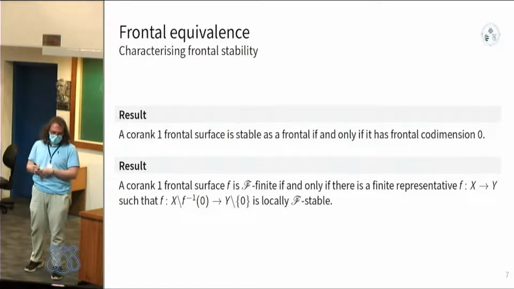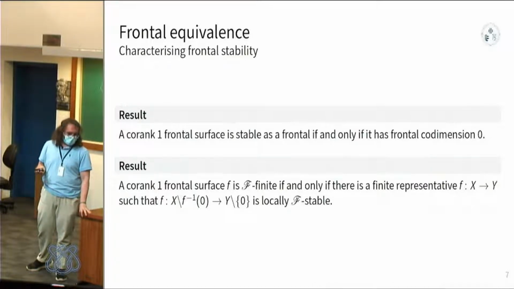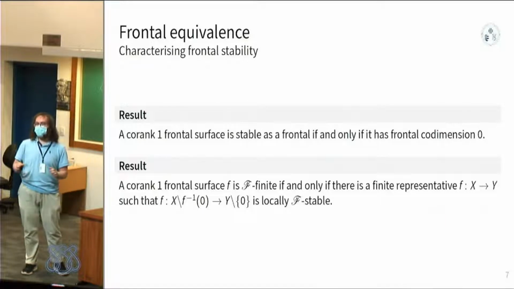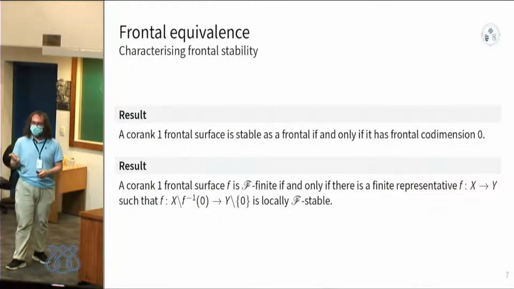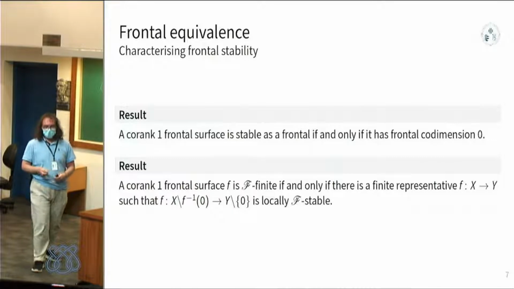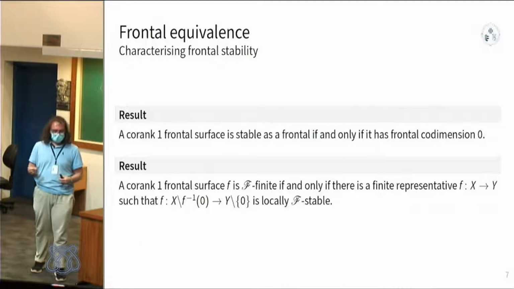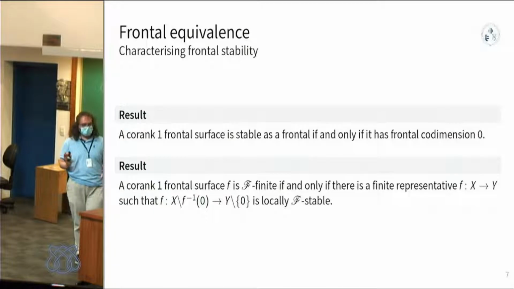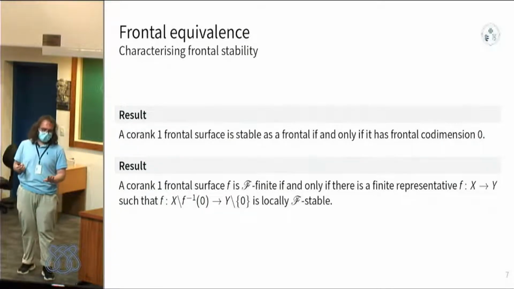And now a more geometrical criterion. This is what I like to call the frontal Mather-Gaffney criterion, since it is a frontal version of the Mather-Gaffney criterion, which says that a corank one frontal surface F is F-finite if and only if we have a finite representative F such that, if we look outside the origin, it is frontal stable. Later on, we will see some examples of frontals which verify this condition.